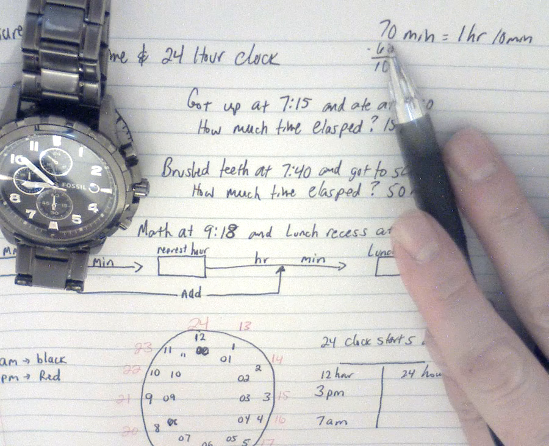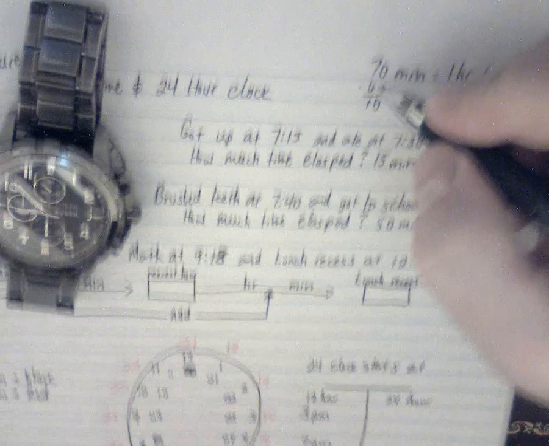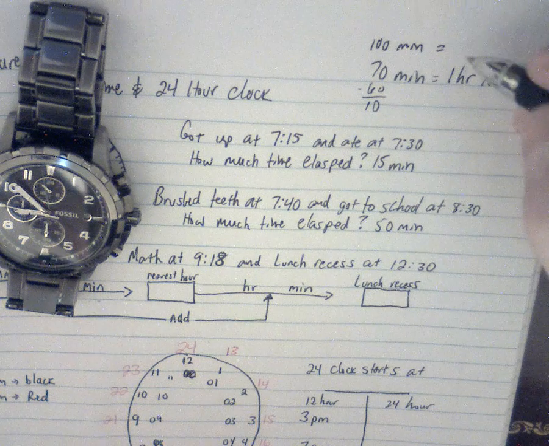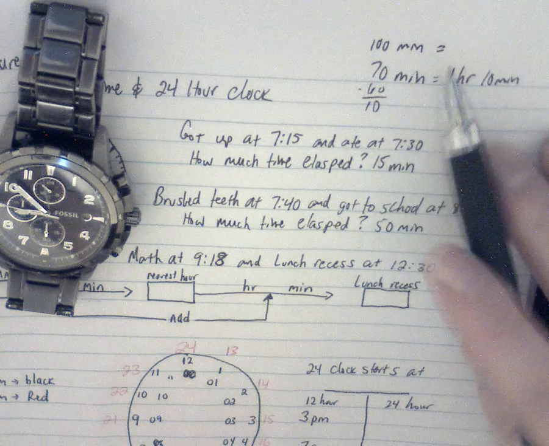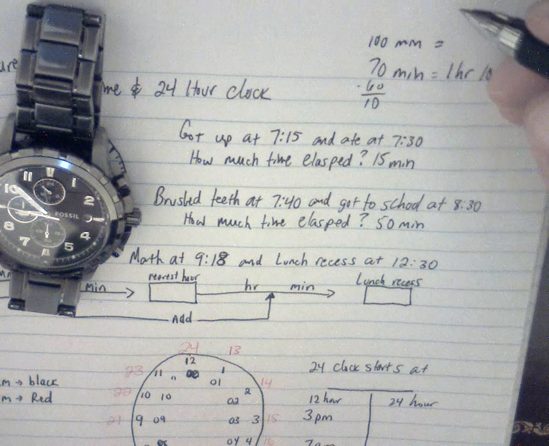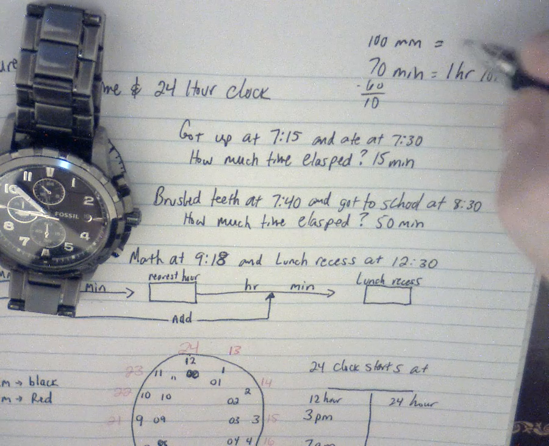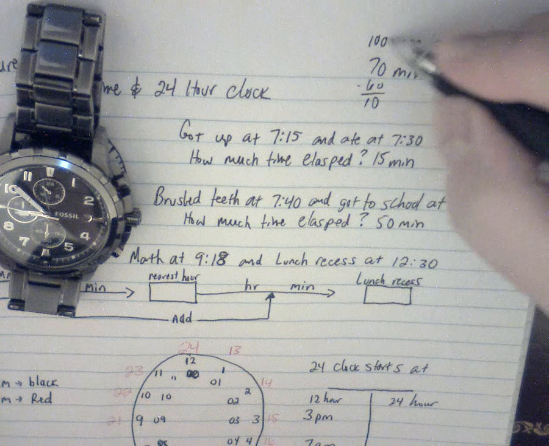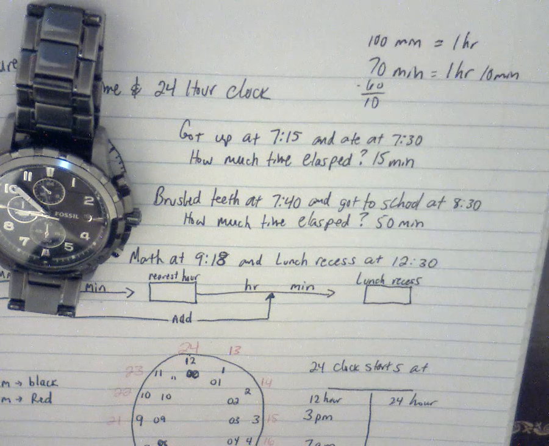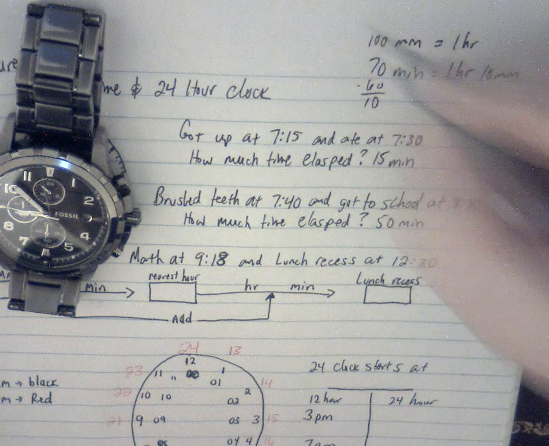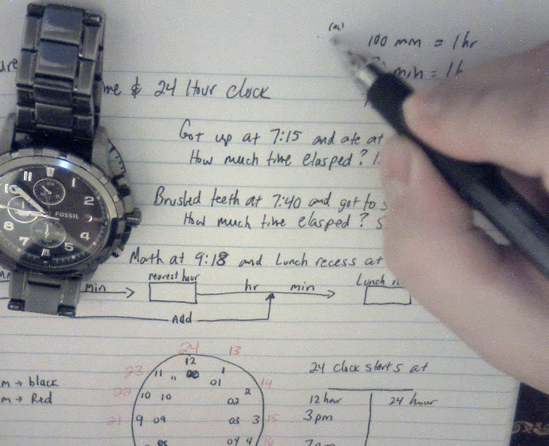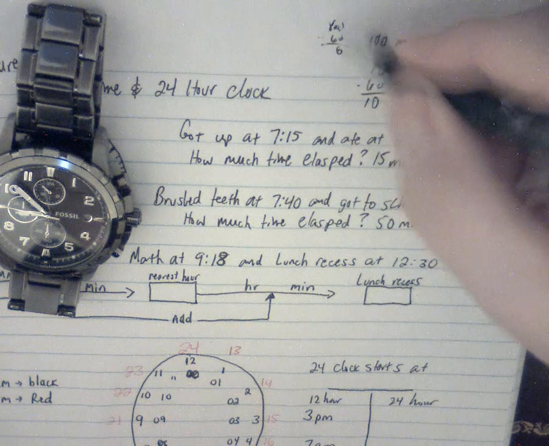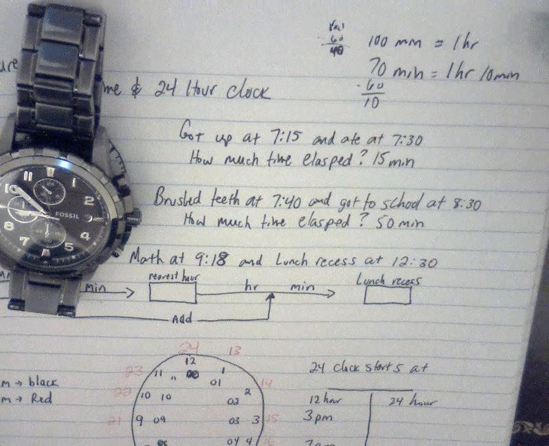So if you get 70 minutes, or if you had 100 minutes, that does not equal 1 hour. 100 minutes does not equal an hour. There's 60 minutes in an hour. So how many hours and minutes would that be? Well, I know that if we divide by 60, there's an hour in there. So you have 1 hour. 100 minus 60 leaves us with, if I do my subtraction, 40 minutes.